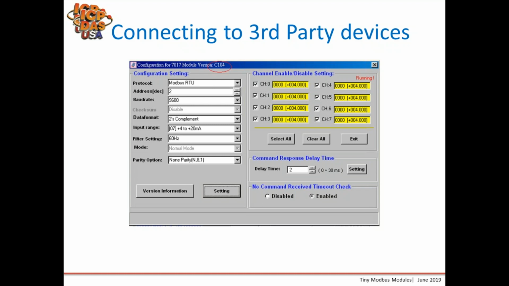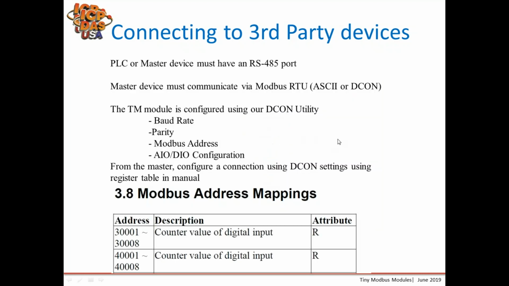When you have this connected through the DCON utility, you can also monitor the current channel status on the right side. It'd be similar to this for different modules, but for digital modules, you'd see on-off as opposed to a numerical value. And for output modules, whether it be analog output or digital output, you can actually manually change the value of the output using this utility. Let me go back one and continue.